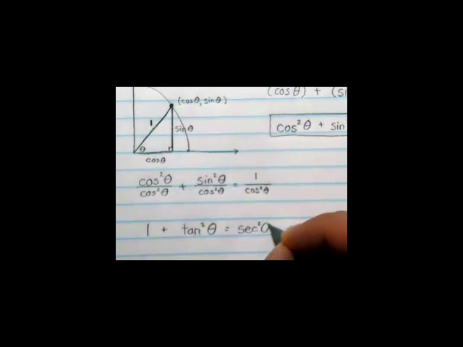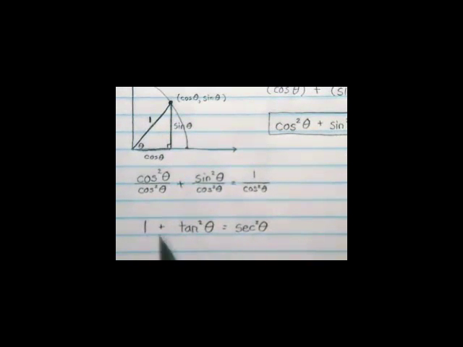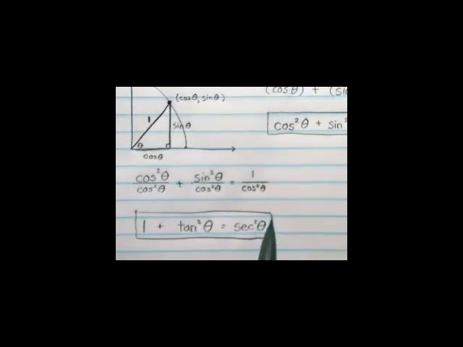And so here's another Pythagorean identity. Not used quite so often, but still valid. 1 plus tangent squared equals secant squared. All right, and I would like you guys to give me one more, and I want you to do this one on your own. One more Pythagorean identity.